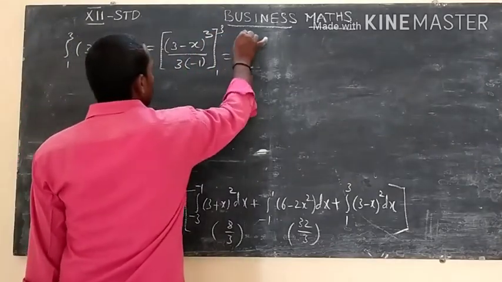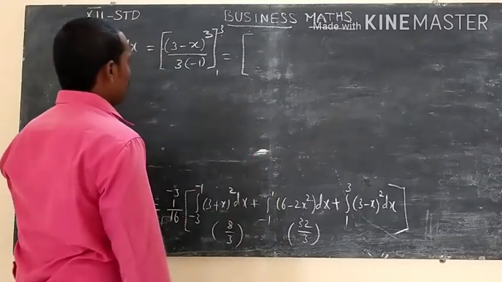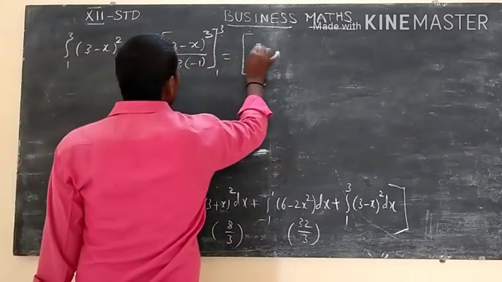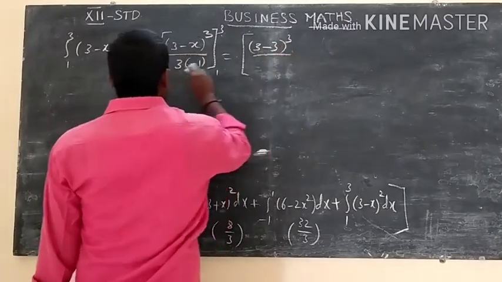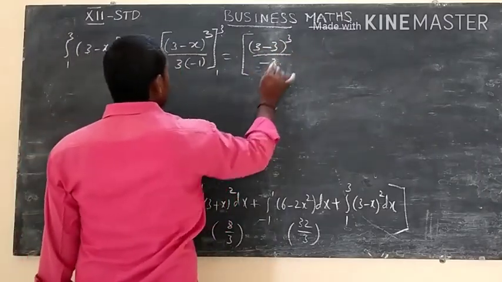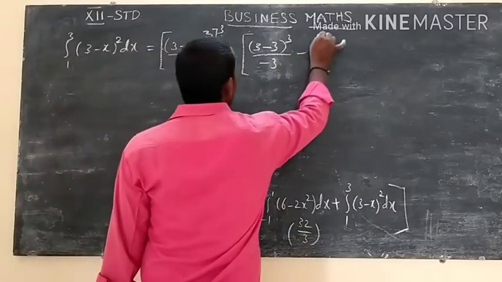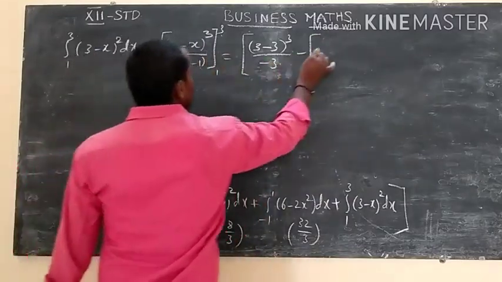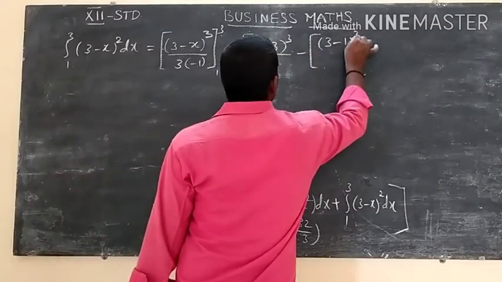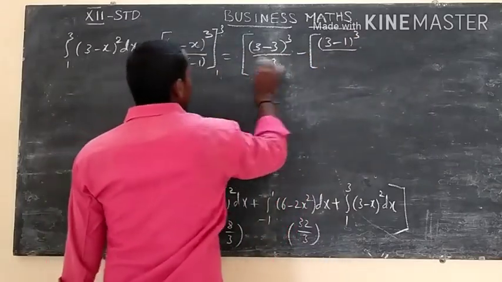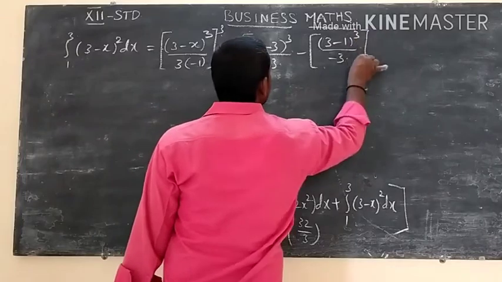Then the limit value is 1 to 3. This is equal to. Apply the limit, upper limit minus lower limit. Upper limit we apply 3 minus x is 3, the whole cube divided by plus into minus, minus 1, 3 are 3. Then the lower limit is 1. So 3 minus 1, x replaced by 1, the whole cube divided by plus into minus, minus 1, 3 are 3.